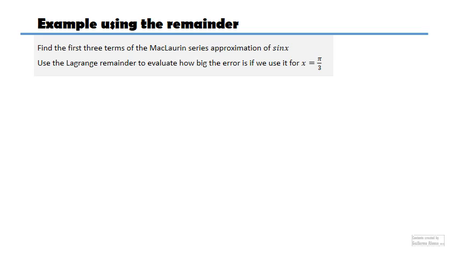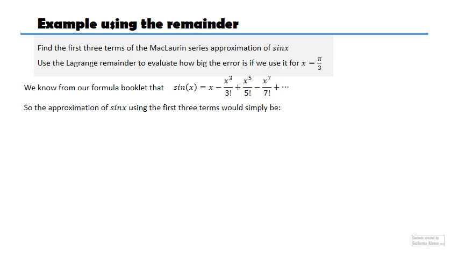So let's use an example. They ask me to find the first three terms of the MacLaurin series approximation of sine of x, and to use the Lagrange remainder to evaluate how big the error is if we use it for x equals pi thirds. I'm going to take from our formula booklet what it says about sine of x, and use the first three terms. This is the approximation, the truncated series for the first three terms. There you go. Did it.